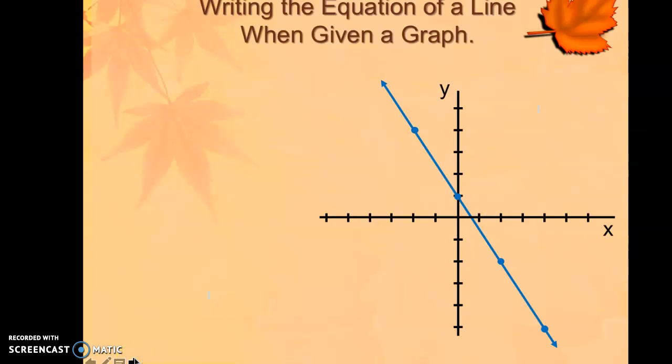So we're going to write the equation of this line on this graph, okay? Find the slope. What's the slope? How do we find the slope? So up 3 and over 2. So we've got negative, because it went over, 3 over 2.